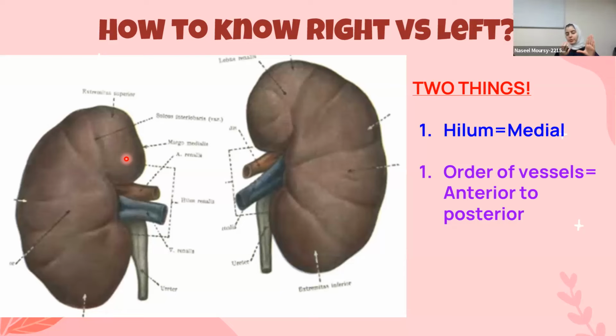Now I'm confused. Am I looking at it from the front or from the back? So I look at the order of the vessels. Am I looking at vein, artery, ureter, or ureter, artery, vein? So VAD or VAP, that mnemonic. If I see that the vein is at the front, I know that I am looking at it from the front. However, if I see the ureter, then I'm looking at it from the back because the ureter is the most posterior thing. Did you get this point?